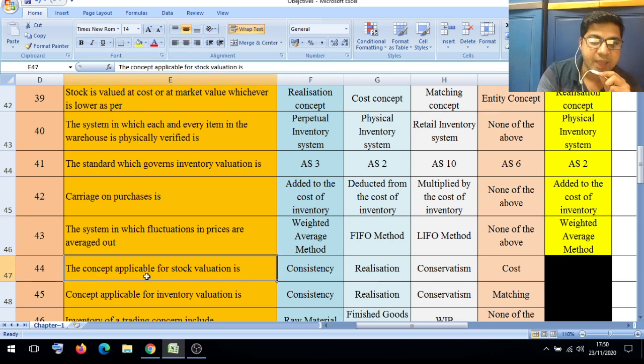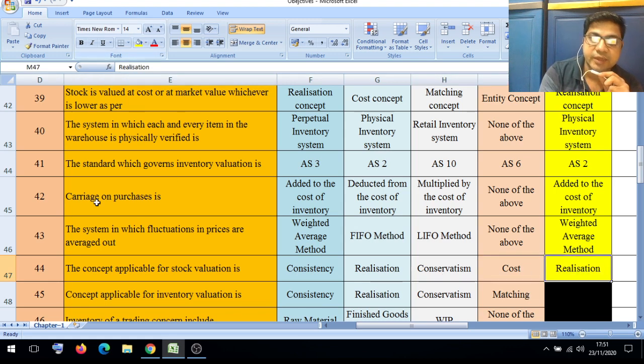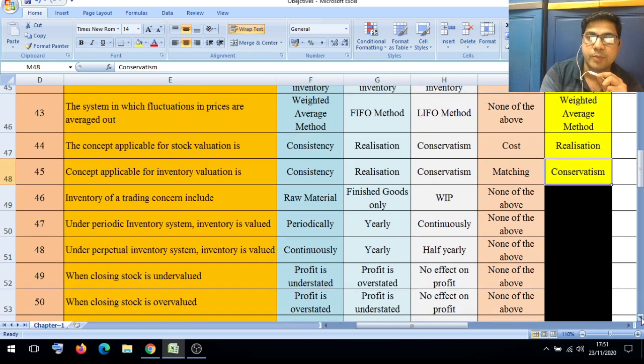The concept applicable for stock valuation is consistency, realization, conservatism, cost. Answer is realization. The concept applicable for inventory valuation is consistency, realization, conservatism, and matching. So here the concept is conservatism. See the pattern, what kinds of question, how it will come, that you should know about.